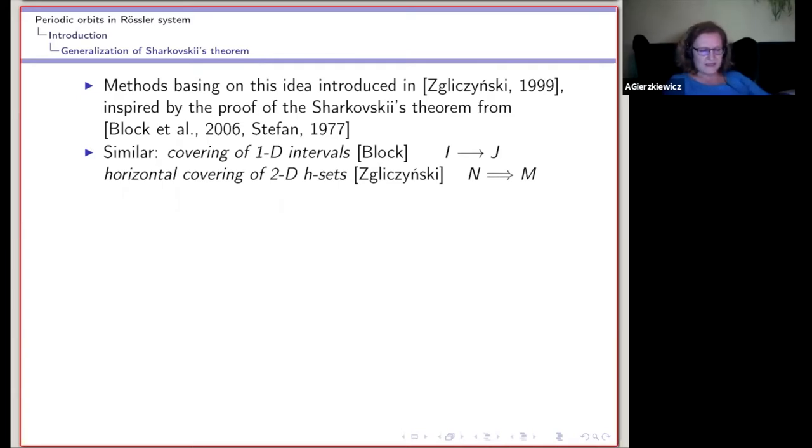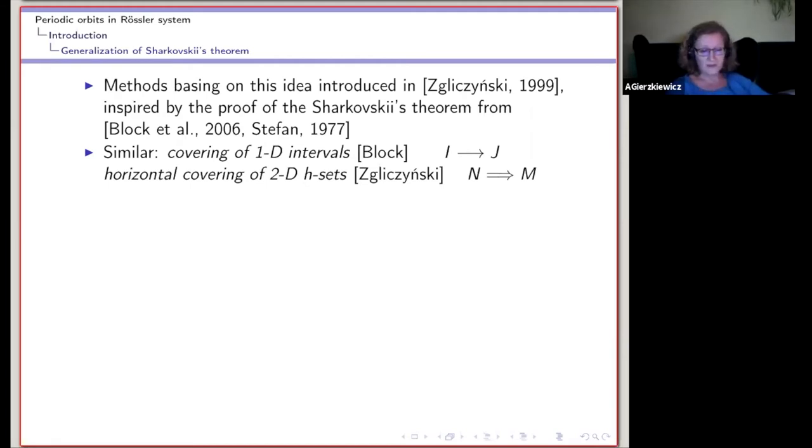Basic idea is that Stefan and Block also used a notion which was called covering between the one-dimensional intervals. Covering sounds so familiar to us, but in a slightly other sense, that we tried to check how close they are related to each other. Unfortunately, covering between intervals is also possible when the edges of the covering interval are mapped to edges of the covered interval, so it has no chance to survive with small perturbations.